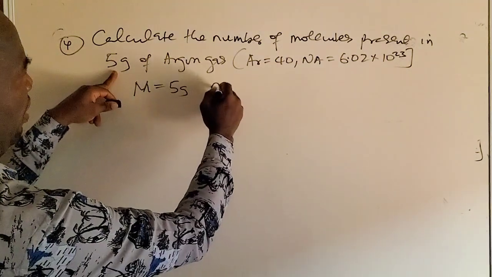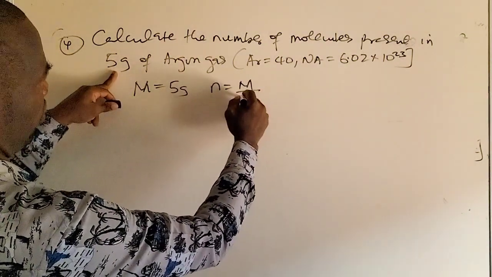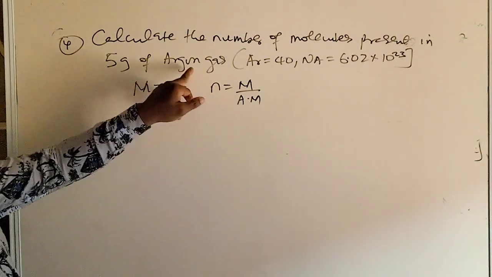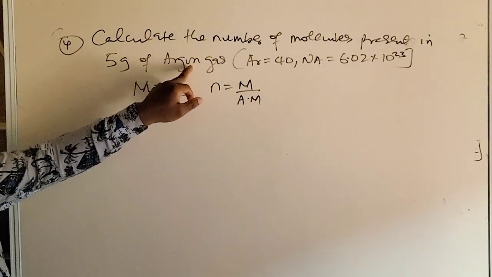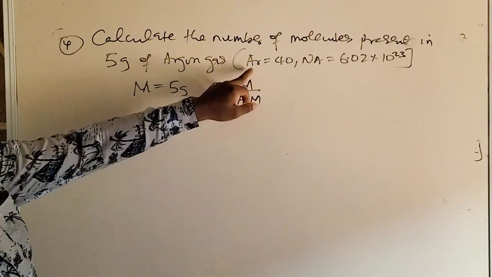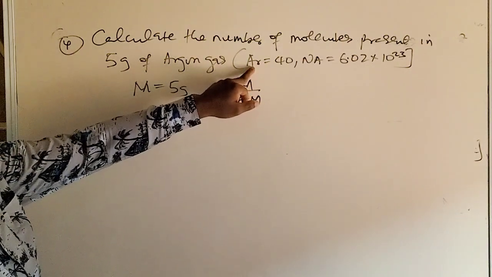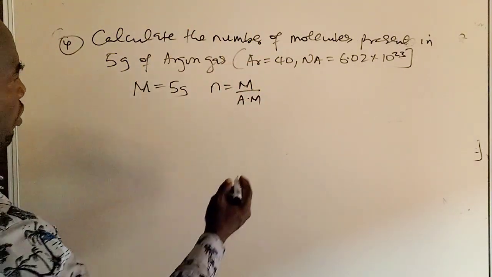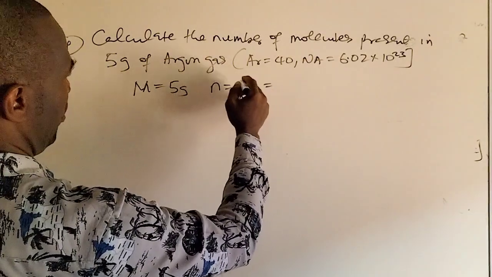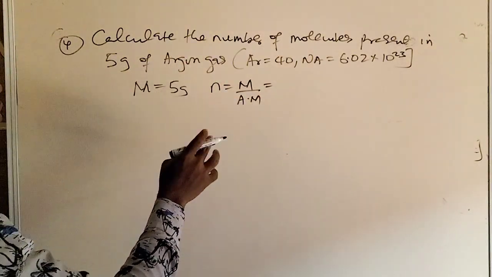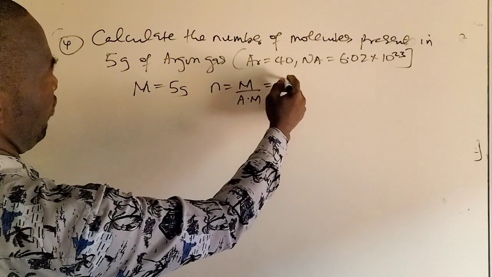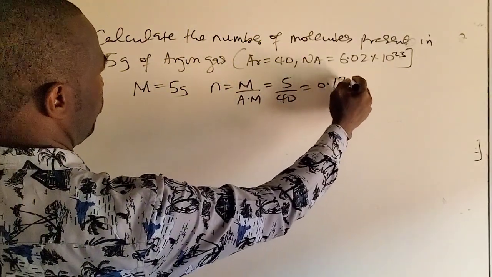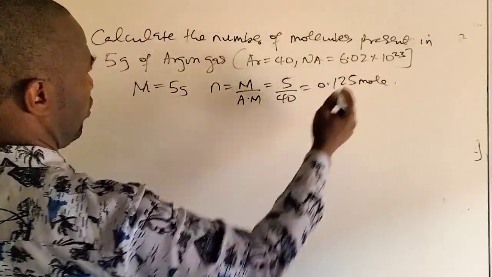Number of moles is given by mass over atomic mass. Why did I use atomic mass for argon? Because argon is a monatomic gas, a noble gas. So it does not exist as a molecule, unlike nitrogen that we multiply by 2, 14 by 2, in the previous example. So argon is monatomic. I stated this in the earlier part of the video. So mass is 5 over 40, which is 0.125 mole of argon.